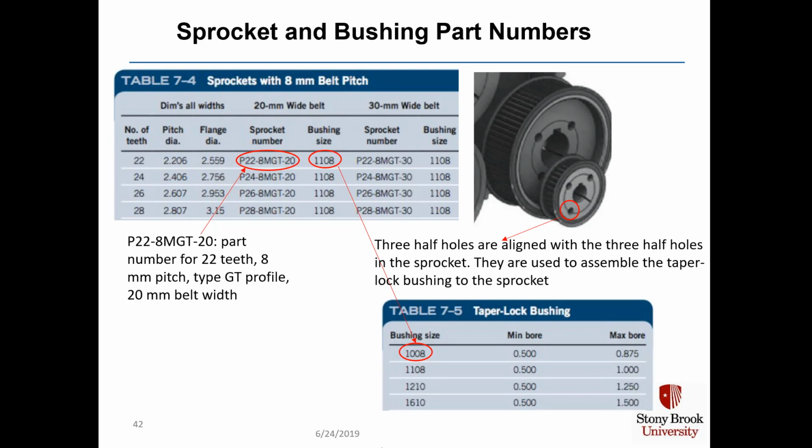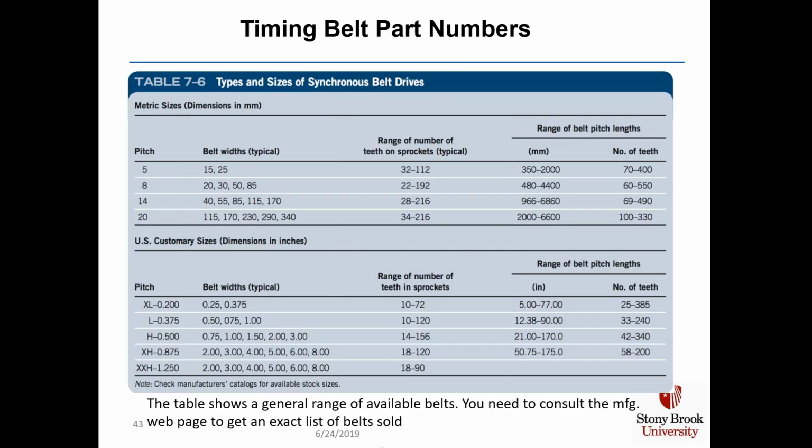The 3 half holes in the bushing are aligned with the 3 half holes in the sprocket, and they're used to assemble the taper lock bushing to the sprocket. You also have Table 7-5, which defines different taper lock bushing sizes along with the minimum shaft diameter that can go through them and the maximum shaft diameter. Table 7-6 gives us types and sizes of synchronous belt drives, both in metric and in English, and it shows a general range of available belts. You need to consult the manufacturer's web page if you want an exact list of belts that are sold.